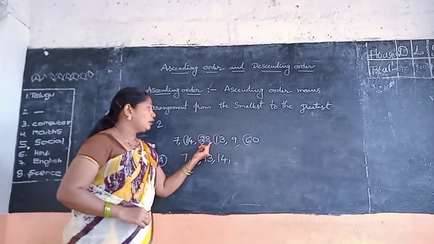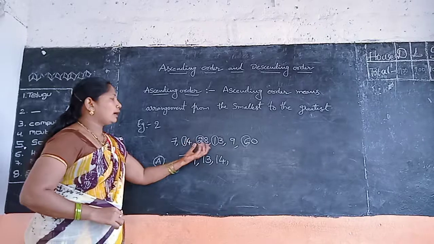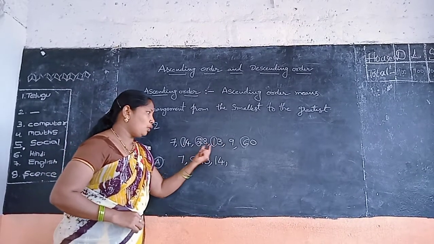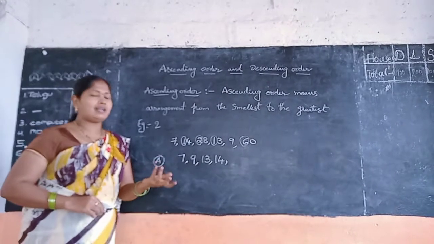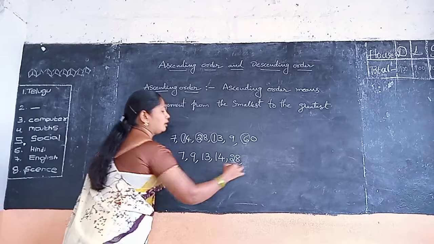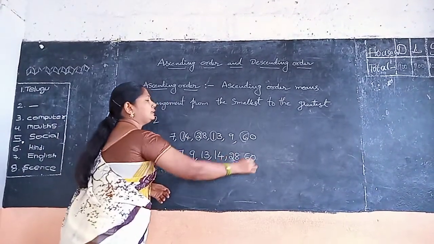Now remaining, total 6 numbers are there. 4 numbers are completed, remaining 2 numbers are there. You take 28 or 60. Which one is small? Which one is big? 28 is the small one, 60 is the big one. Now you take 28, then the last one is 60. Now the sum is completed.